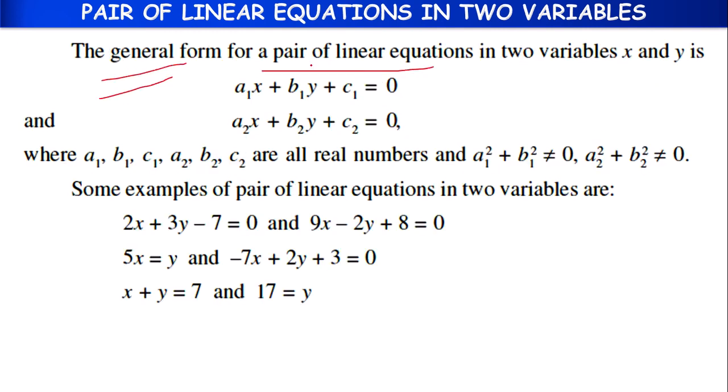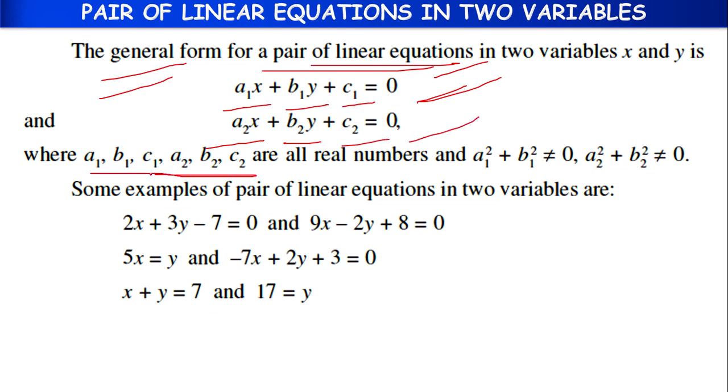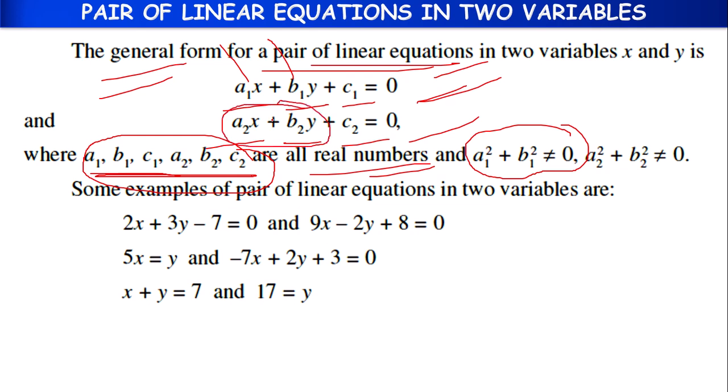The general form of a pair of linear equations is a1x plus b1y plus c1 equal to 0, a2x plus b2y plus c2 equal to 0, where a1, b1, c1, a2, b2, c2 are all real numbers. Here a1 and b1 cannot both be 0, which means a1 square plus b1 square is not equal to 0. Similarly a2 and b2 cannot both be 0, which means a2 square plus b2 square is not equal to 0. So this is the general form for linear equations.